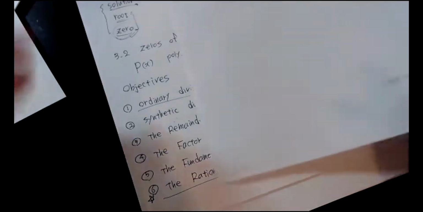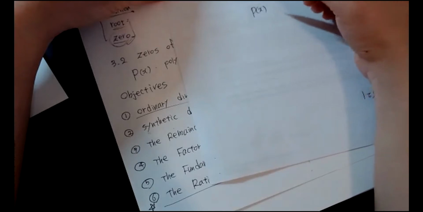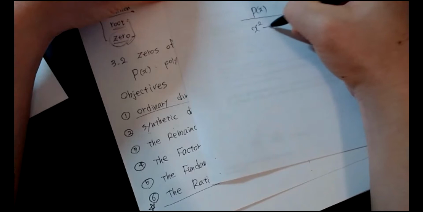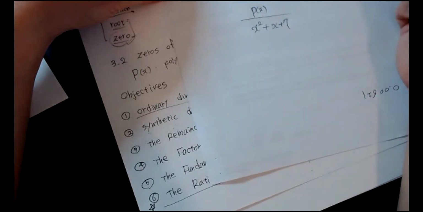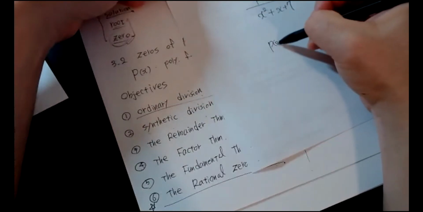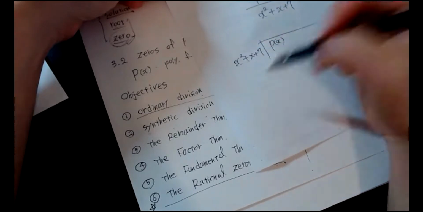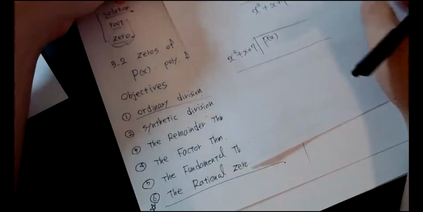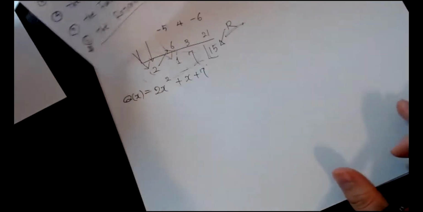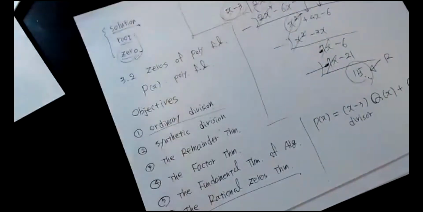So what that means: here, given p of x, let's say p of x is right there. If you want to divide by, for example, not just x minus 3, but what if it's x squared plus x plus 7, okay? Then you can do this using ordinary division, p of x by x squared plus x plus 7. Okay, what about synthetic division? No, you cannot use synthetic division. Okay, so now, once we've covered ordinary division and synthetic division, let's see the remainder theorem.